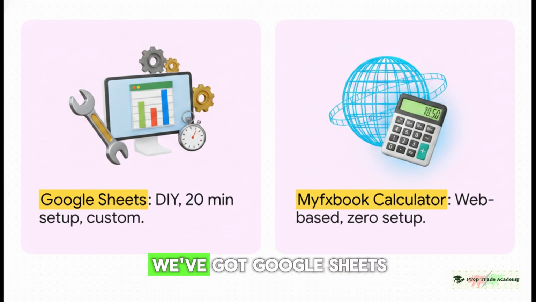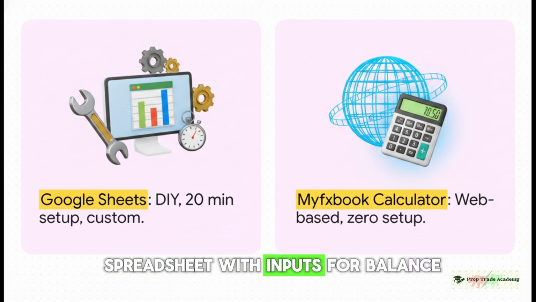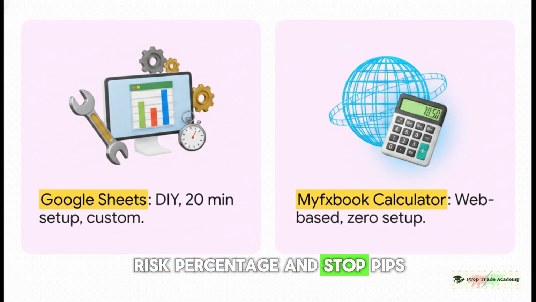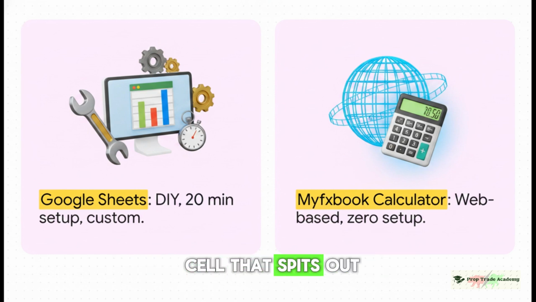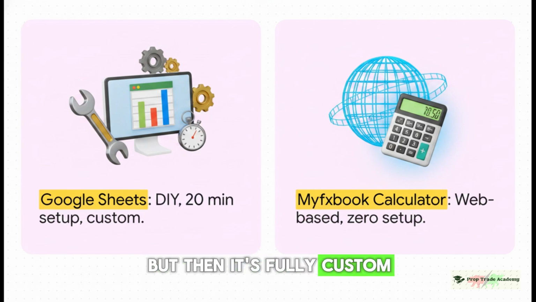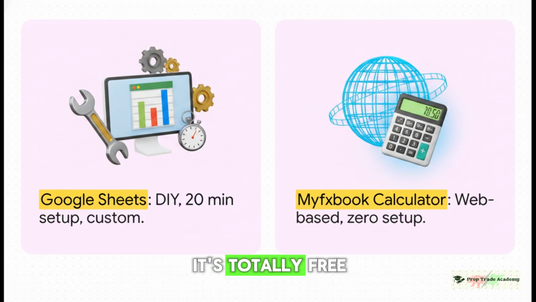On the one hand, we've got Google Sheets. This is the DIY option. You build a simple spreadsheet with inputs for balance, risk percentage, and stop pips, and just one formula cell that spits out the lot size. It takes maybe 20 minutes to set up, but then it's fully custom. On the other hand is the MyFXBook Position Size Calculator. It's totally free, web-based, and literally requires 0 setup. You just type in the numbers and go.